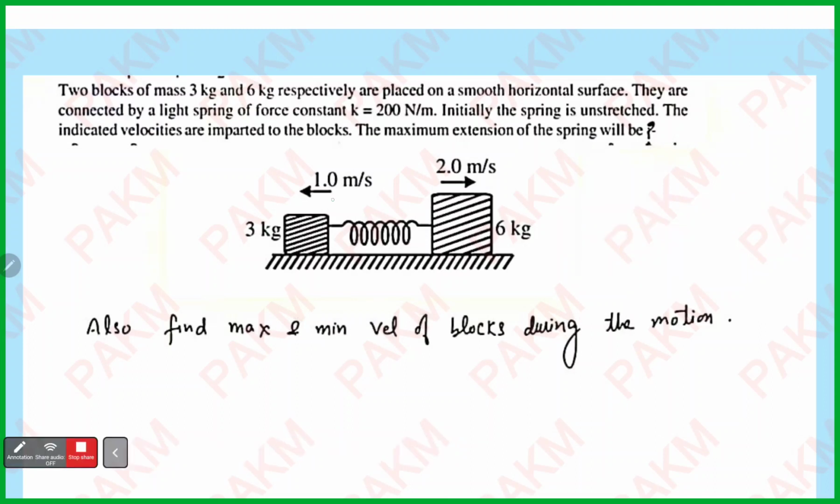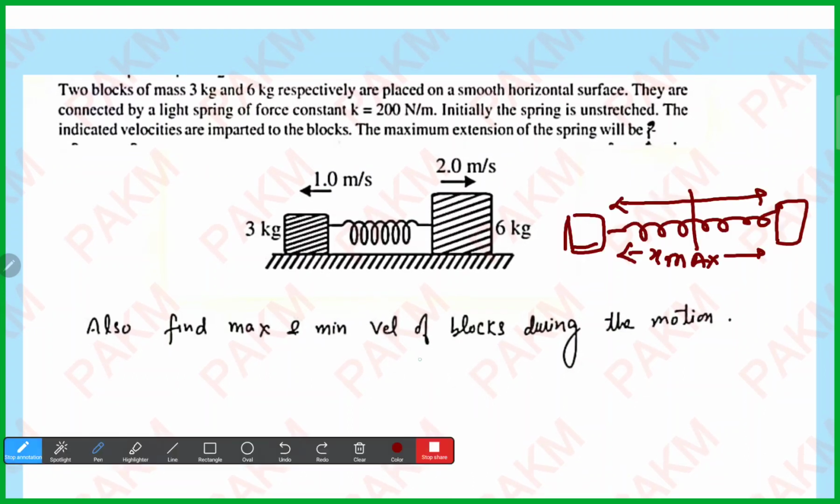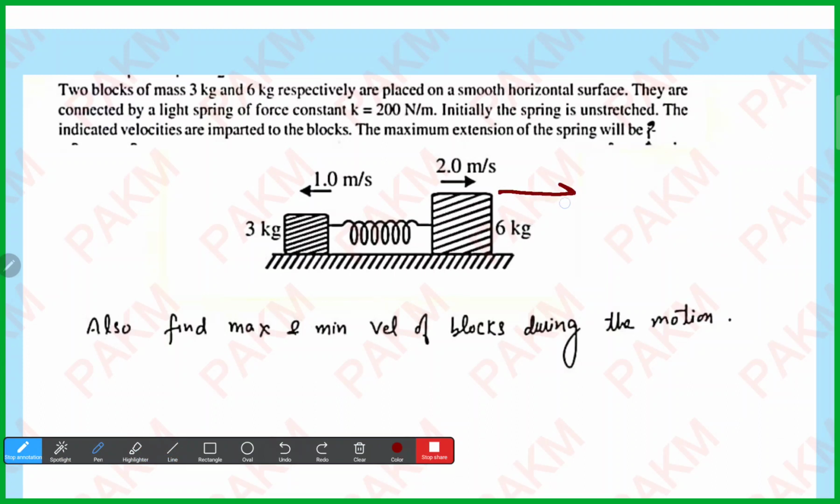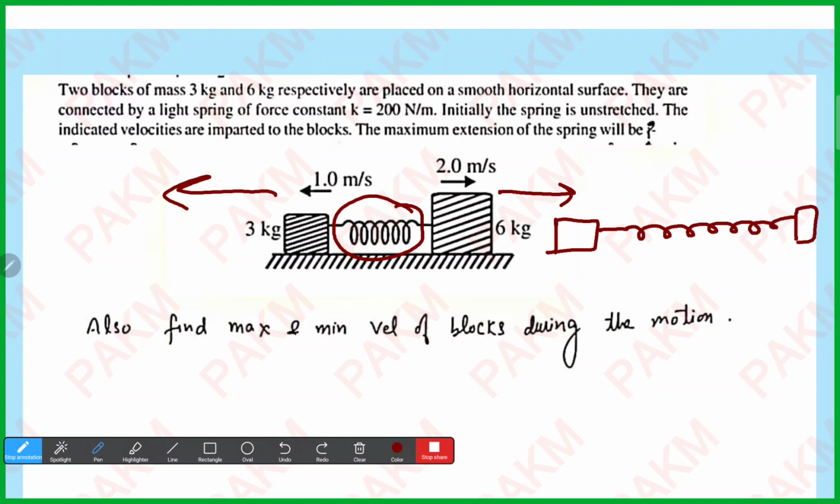You know very well that once we impart velocity to the system, the velocity will make the blocks move away until the spring is stretched to the maximum position. When the spring gets the maximum extension, the two blocks stop at that point. So we have to discover this x max. We can directly use the work energy theorem to get this extension.